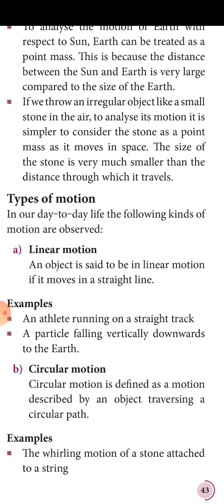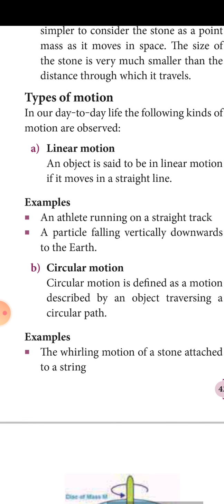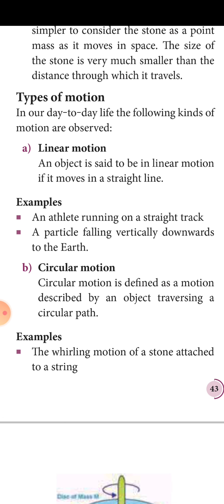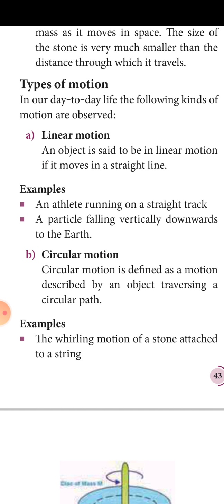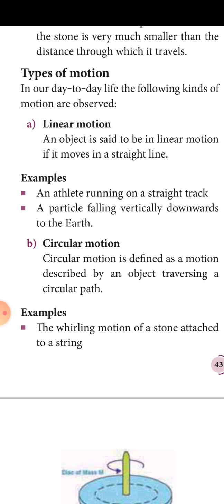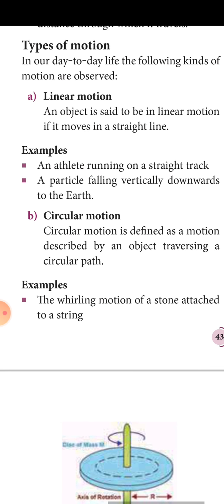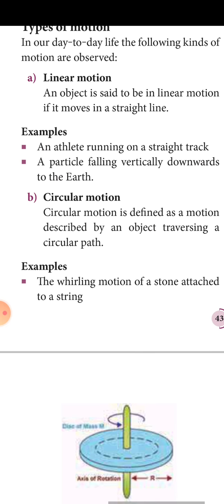And we are going to see types of motion. Various types of motion can be seen in our day-to-day life. First of all, we look at linear motion. An object is said to be in linear motion if it moves in a straight line. For example, an athlete running on a straight track, and second, a particle falling vertically downwards to the earth.